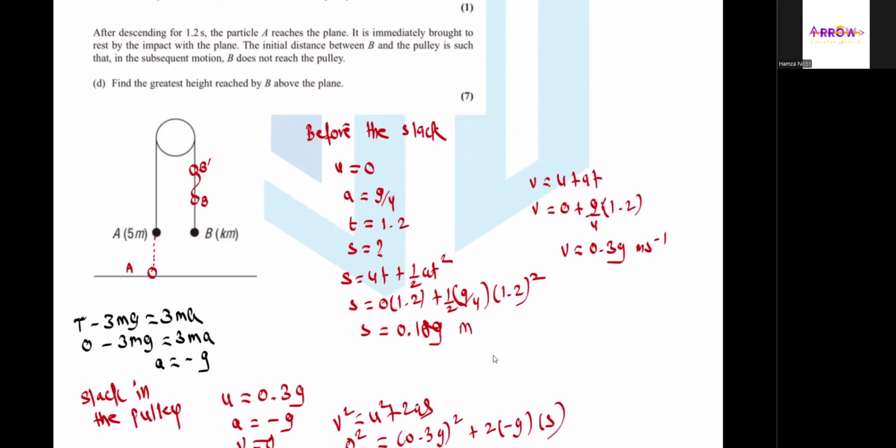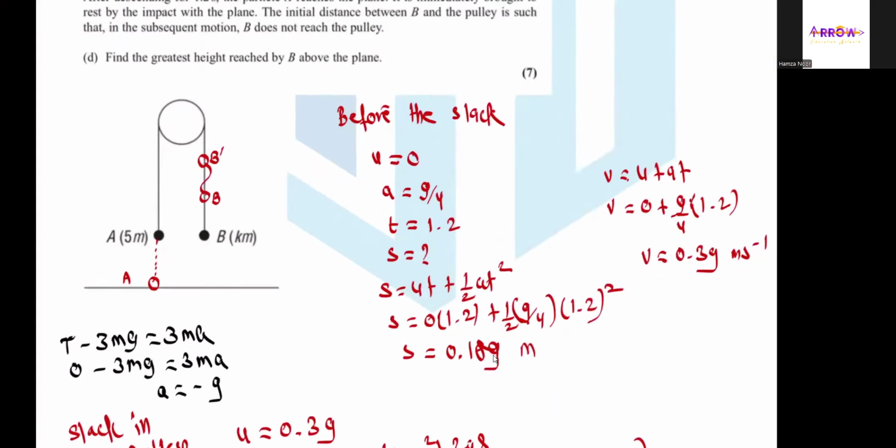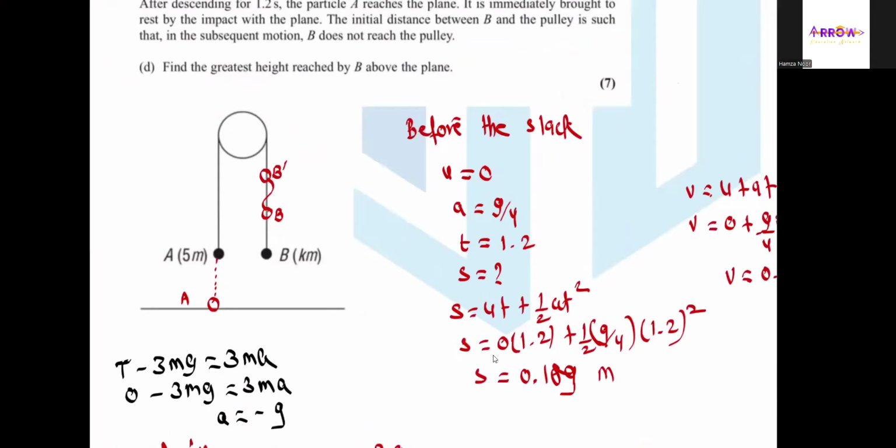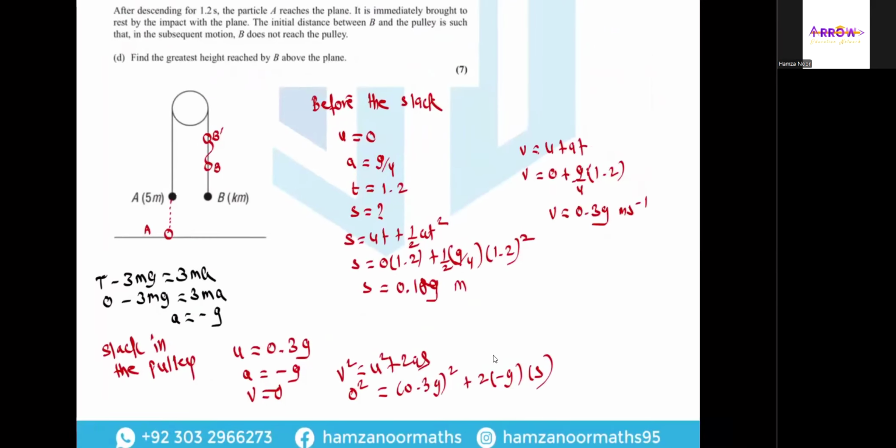And then we are also interested in finding the speed at which particle A hits the ground. It would be the same speed at which particle B comes from this position to this position, because the final speed in the before-slack journey will become the initial speed for the after-slack journey. This makes sense. So obviously we are interested in finding the final speed over here as well.